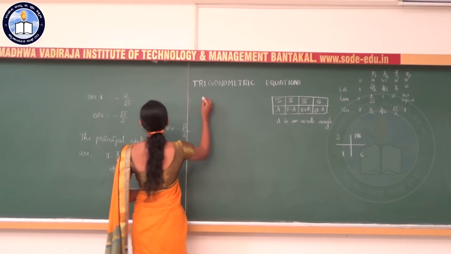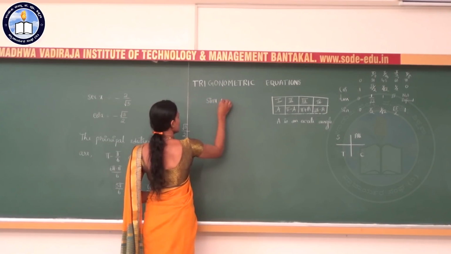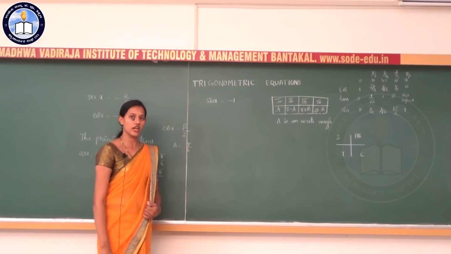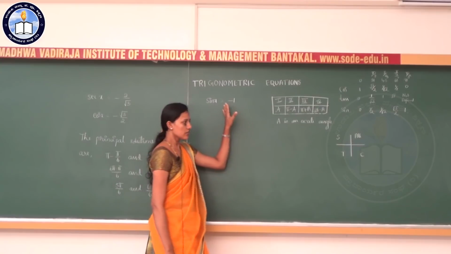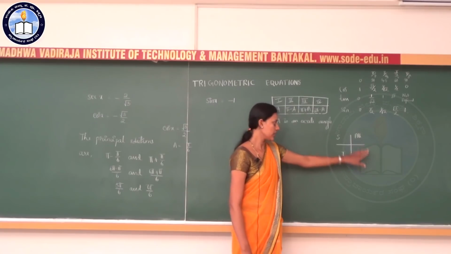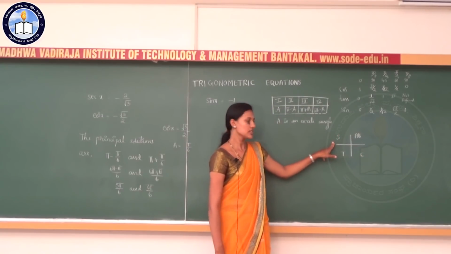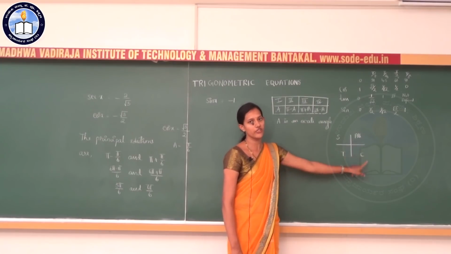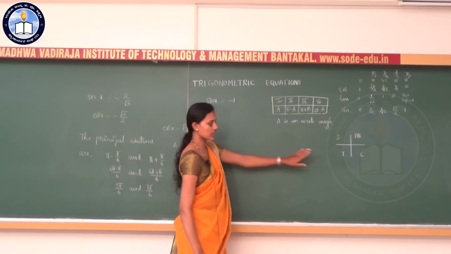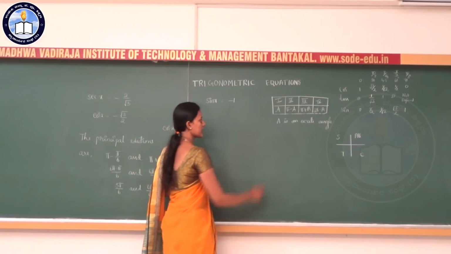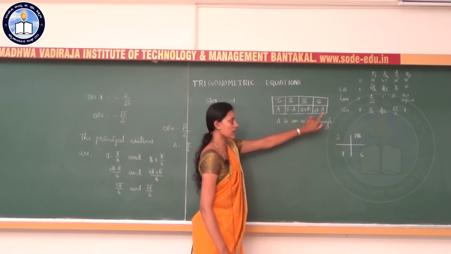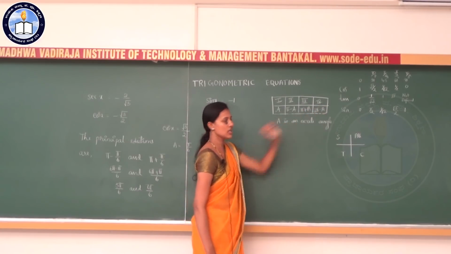Next example, sin x is equal to minus 1. Sin x is negative. In which two quadrants is sin negative? In third and fourth. In first and second quadrants sin is positive. So, in third and fourth quadrant sin is negative. So, here x lies in third or in fourth quadrant. In third quadrant we will take it as pi plus the acute angle. In fourth quadrant we are taking it as 2 pi minus the acute angle.